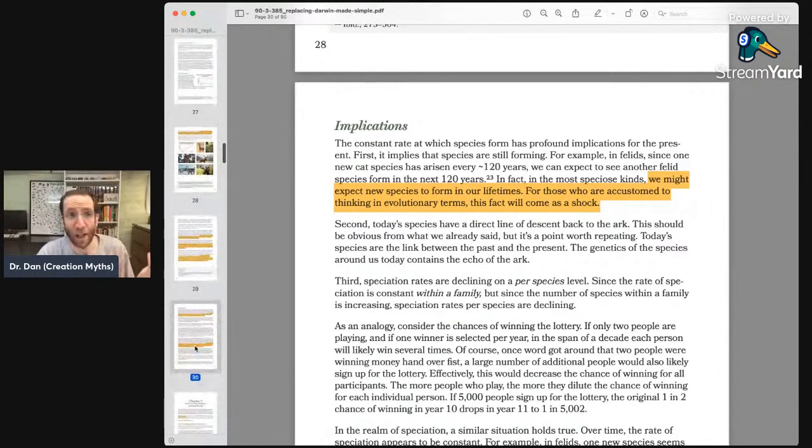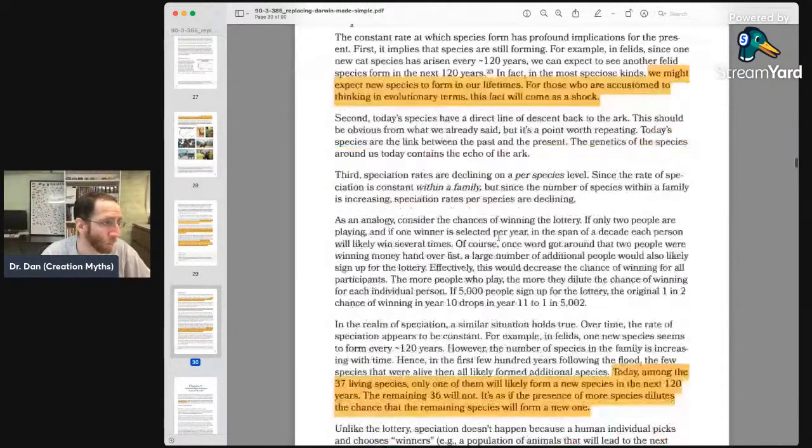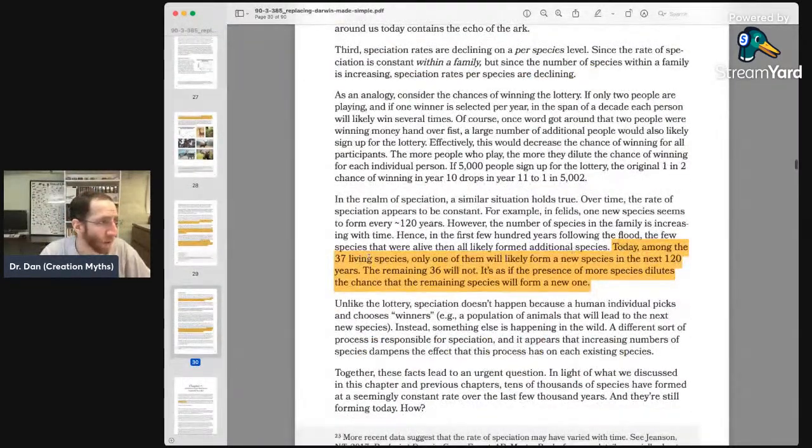And by the way, we're 30 pages in. Like I said, it's not a long book. We're a third done with this. Just trying to make this short. We'll see how long it takes. But there's not a lot of substance here, everybody. So we're gonna keep going. Today, among the 37 species, only one of them will likely form a new species. The next 36 will not.